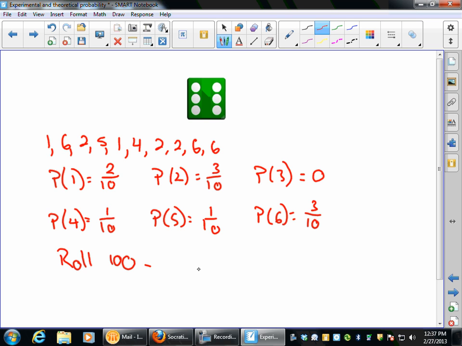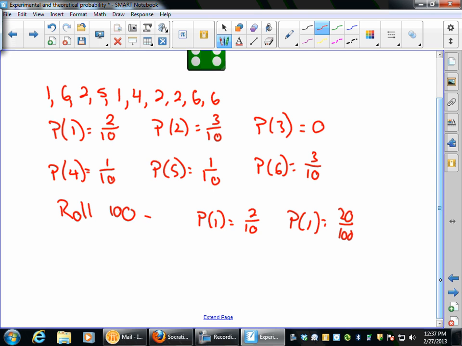I would guess, since it was 2 out of 10, then that would be somewhere around 20 out of 100. All right, multiply by 10, multiply by 10. That would be my guess. It's probably not going to be exactly 20 out of the 100, but my guess would be somewhere close to there.